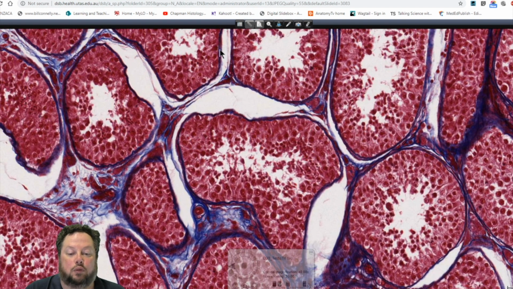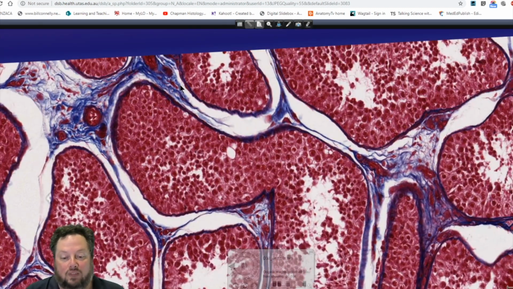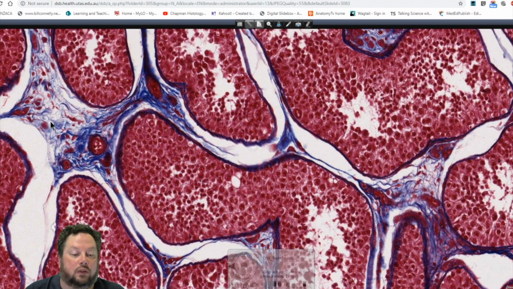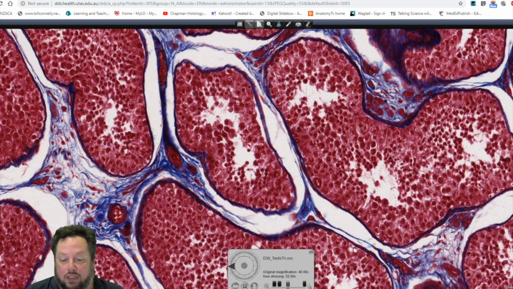So this space in between the seminiferous tubules is known as the interstitium of the testis, and housed within there we have interstitial endocrine cells, or cells known as Leydig cells, or interstitial endocrinocytes. And so they're always associated with lots of blood vessels. So the seminiferous tubules are producing the sperm, the interstitial endocrine cells are producing the androgens, and so that's how together they function as the gonad of the male.